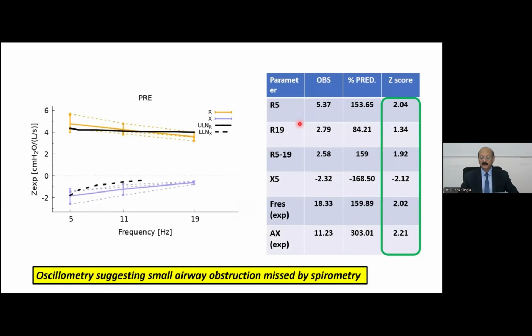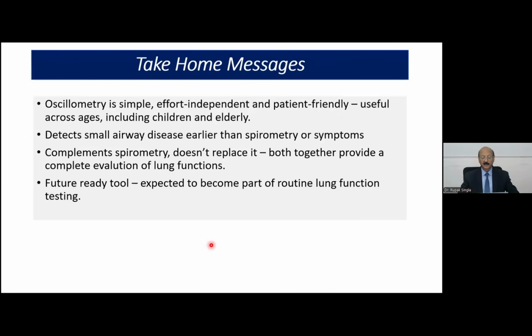When you look at the values, again you find that R5 and R5 minus R19 are increased, R19 is within normal limits, and X5, FRS, and AX are all increased. Again indicating that this person had small airway disease, which was missed by spirometry.